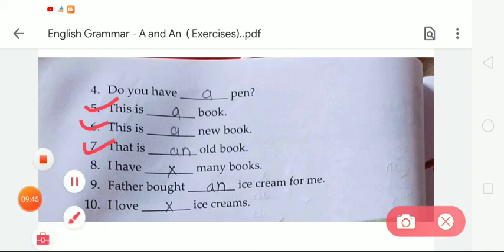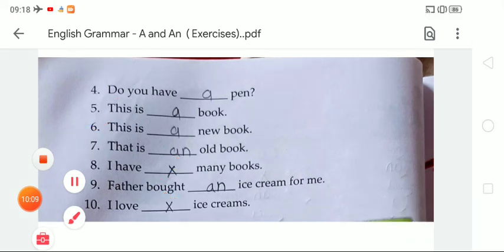In number 8, I have dash many books. So here it is more than one. So we have to put a cross. Now number 9, father bought dash ice cream for me. So we have to write an here. Now the next, number 10, is I love dash ice creams. So here the ice creams are more than one. So we have to put a cross.